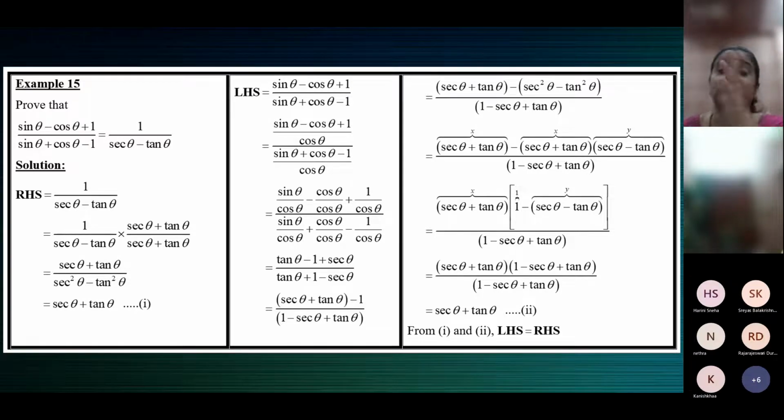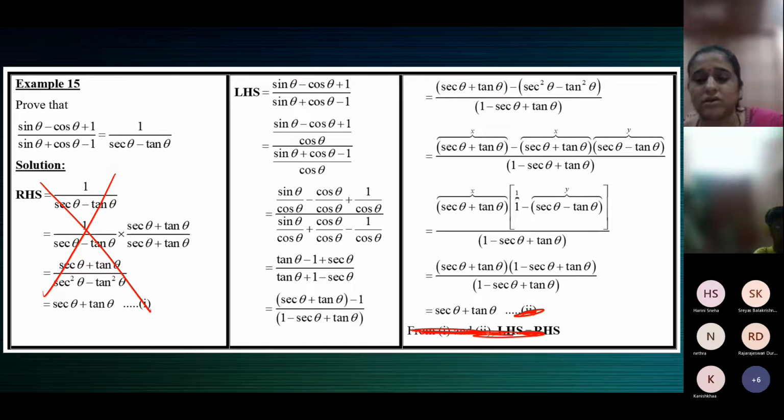Now, supposing you want to continue with the LHS, children, I just want to say something else. In some cases you can even continue with the LHS and get the RHS as the answer. Here, I'll continue with the LHS. Supposing we have not worked the RHS. When I work the LHS, what have I got here? We don't stop here. We've got secant theta plus tan theta, and we have to work ahead.